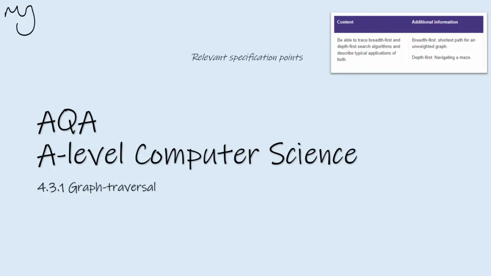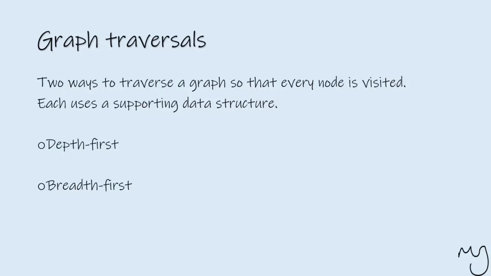So, moving on to the first slide, graph traversal algorithms, we'll start with those two ways to traverse a graph so that every node is visited. Each uses a supporting data structure. We're going to be looking at two different types. We're going to be looking at depth-first traversal algorithms initially, and then we'll be looking at breadth-first traversal algorithms after that.